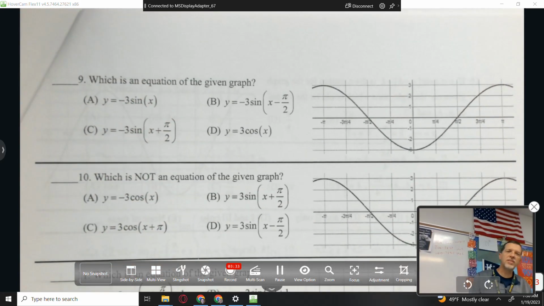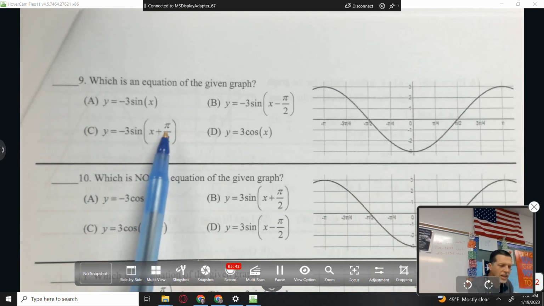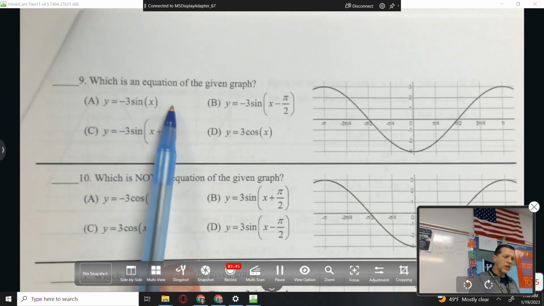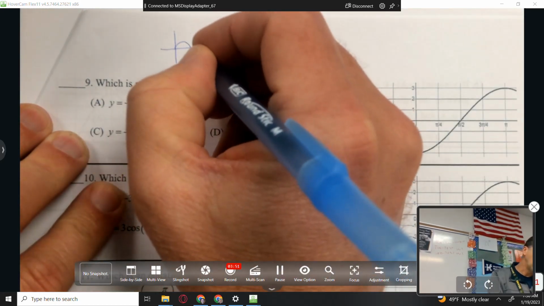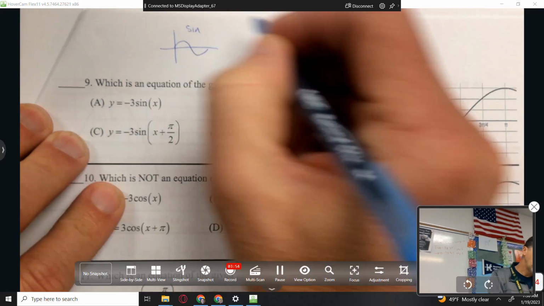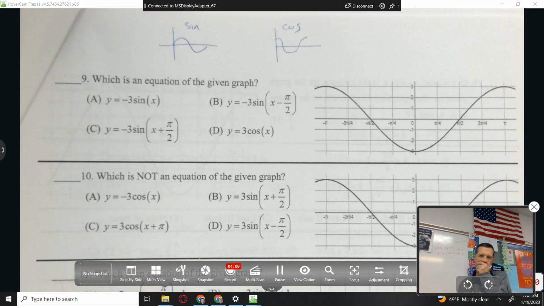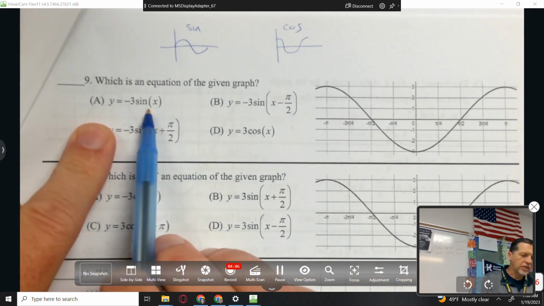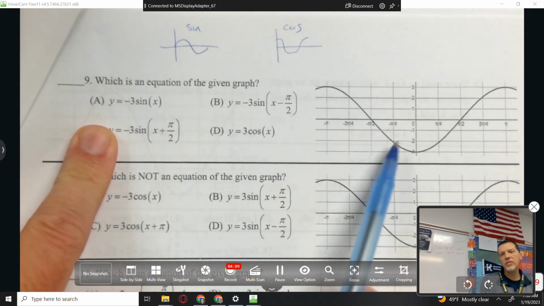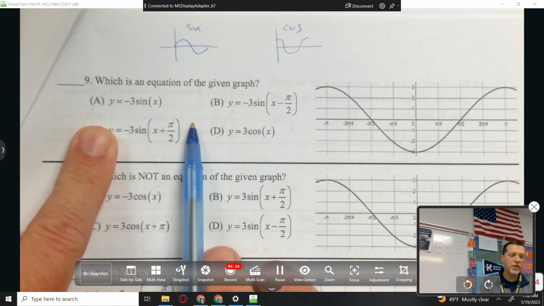We talked a little bit about these yesterday, where that one graph could have an infinite number of equations, so it's a little bit tricky. Which is an equation of the given graph? Let's see. Let's remind ourselves, that's what sine looks like. That's what cosine looks like. I guess we should start with the answer choices because we could write literally a million different equations for this graph. So, I would not start with the graph and write an equation because you might hit one of those, but you might not.